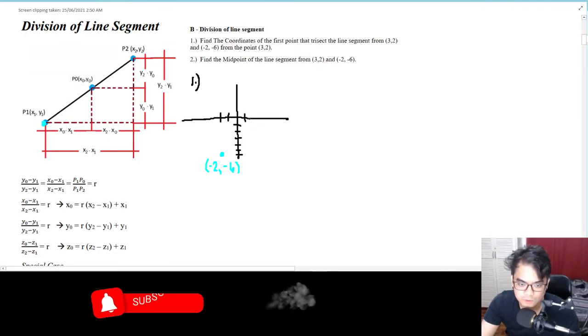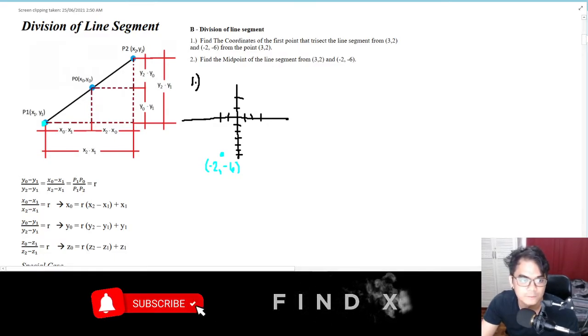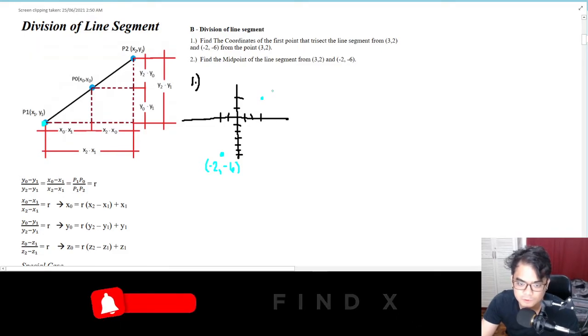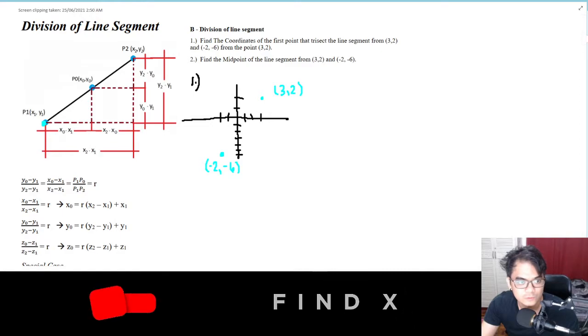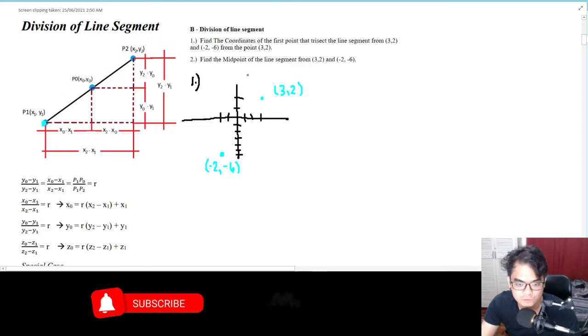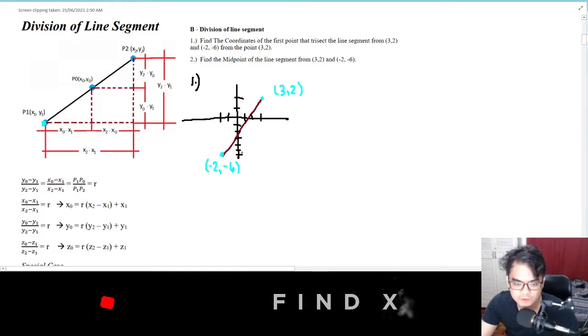3 and 2. So 1, 2, 3, and then 1. Let's say it is somewhere here. So this point will be 3 and 2, right? Okay. And then we have to connect these two. So connecting those, you'll have something like this. So this will now be the point.